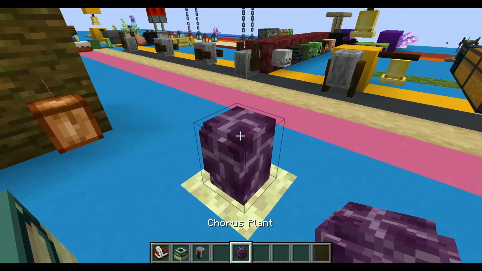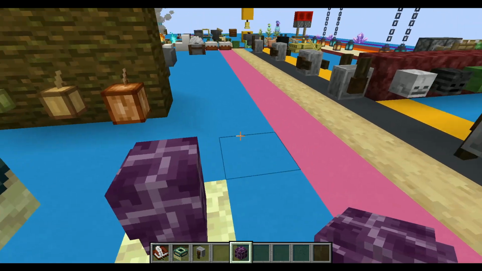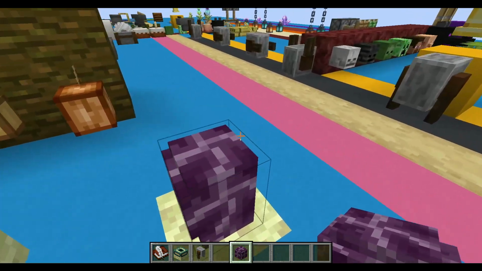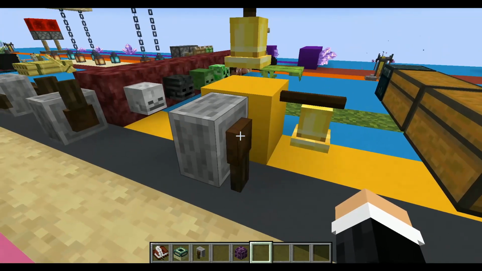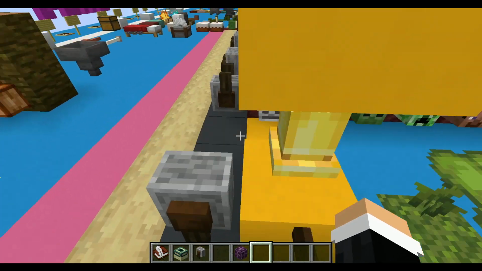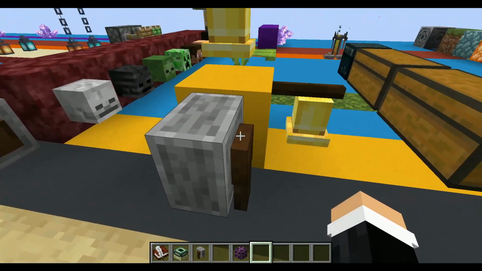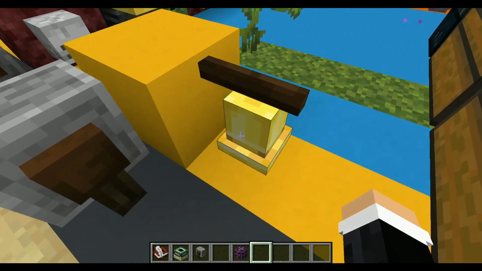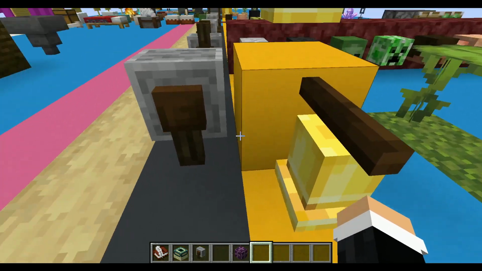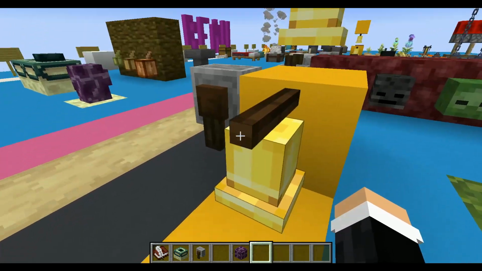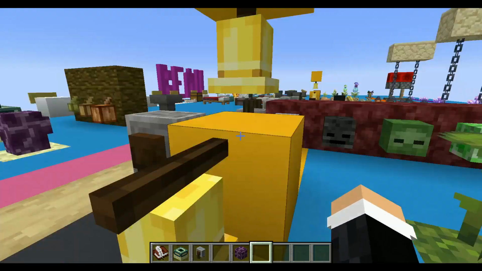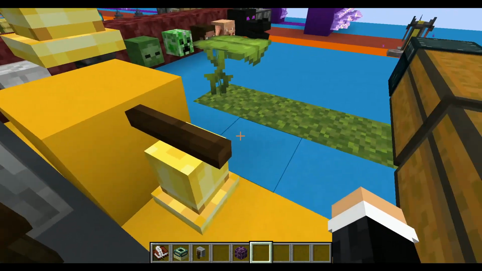Okay, next up we have chorus plants with no fruit on top of it. That is also going to be 13 pixels tall. And then for grindstones that are facing up, the wooden part of these sides here is also 13 pixels tall. And then for bells, just from the bottom to the actual top of the bell itself, so not the wooden part, but the top of the bell itself for both of these is going to be 13 pixels tall.